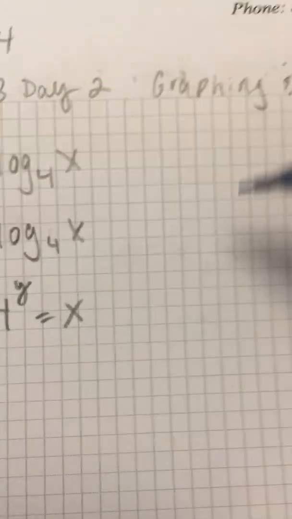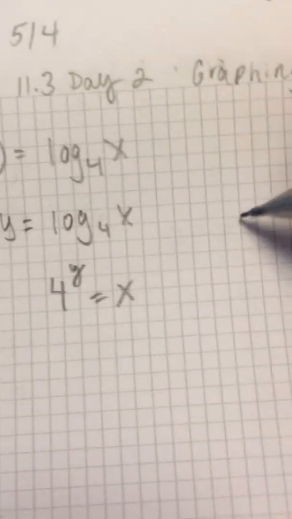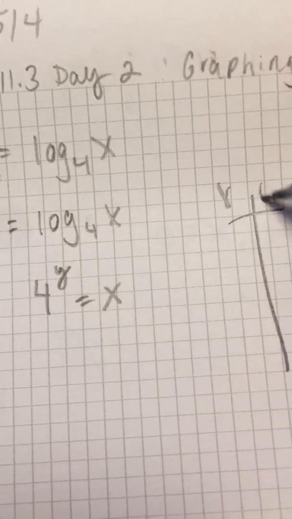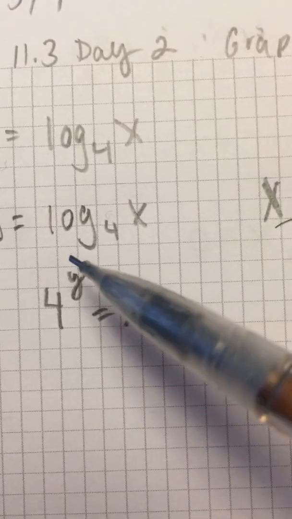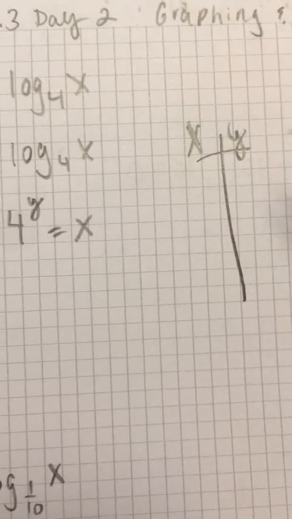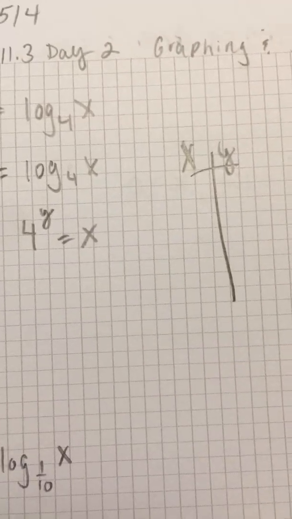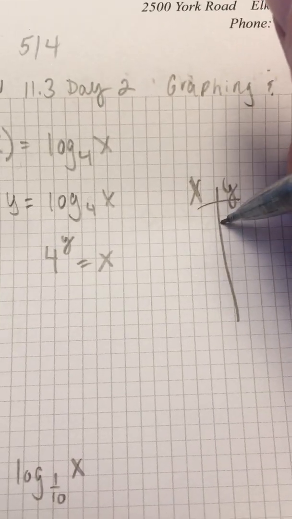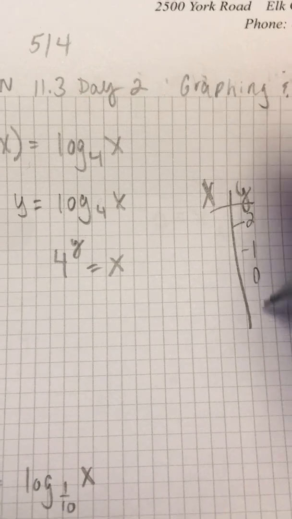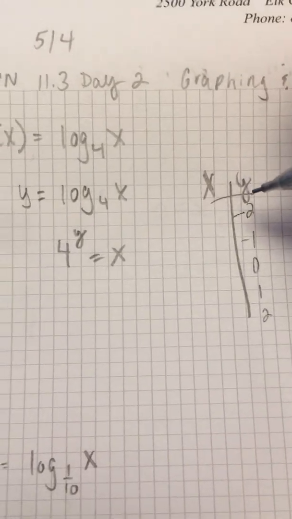So when I'm going to make a table for this one, I need to focus on, well, x is alone, so I think it's best to pick my y values. So be careful, because a lot of times students will graph this wrong. I'm going to pick the y values, and I'm going to use -2, -1, 0, 1, and 2, and plug these in.